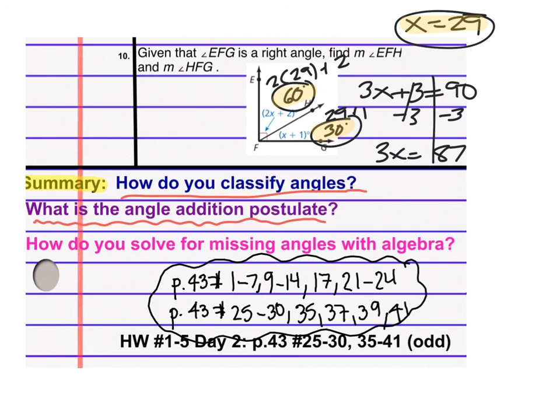The last one, you can do a list of steps if you want. How do you solve for missing angles? So something like add your 2 algebraic expressions together. Set it equal to the sum of the angles. Combine your like terms. Solve for x, substitute in, something like that.